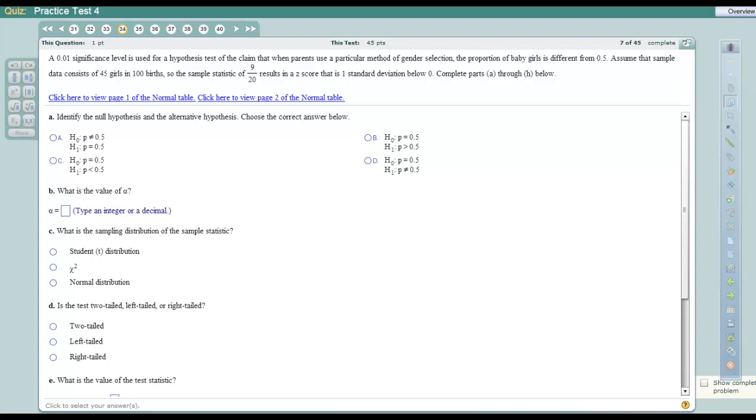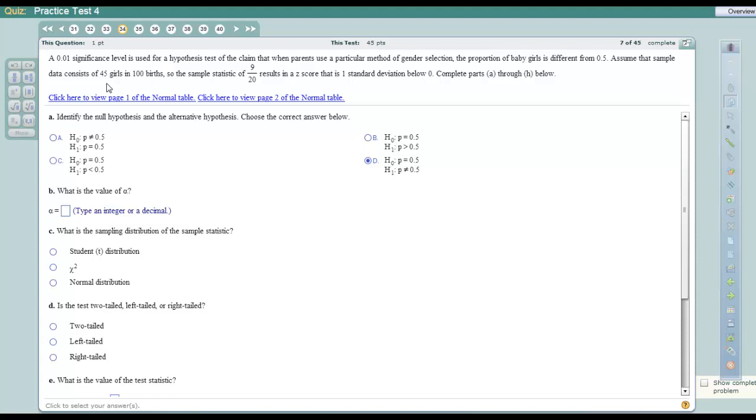Okay, so which choice? D. Okay, D. They say that it's different from 0.5. They don't tell us if it's greater than or less than. We just know it's something different. What is the value of alpha? 0.01. Very good. We're testing at the 0.01 significance level.